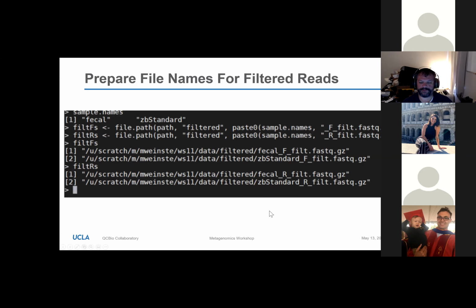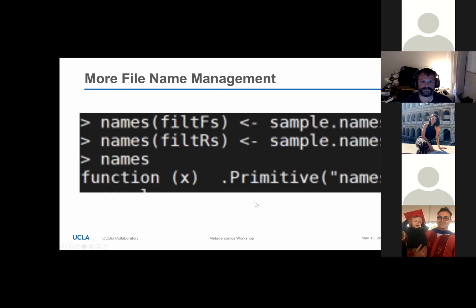Okay, so I think we can go on from this one. So we've now set up file names for our filtered files. And then we're going to do a little bit more file name management, which is basically just adding these to names. So just run this command really quickly.